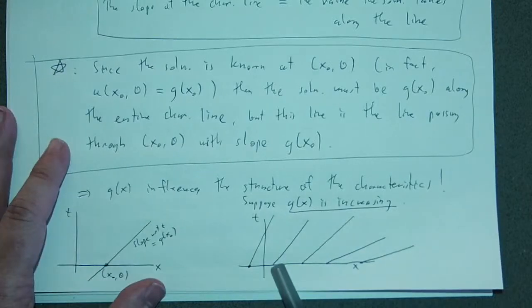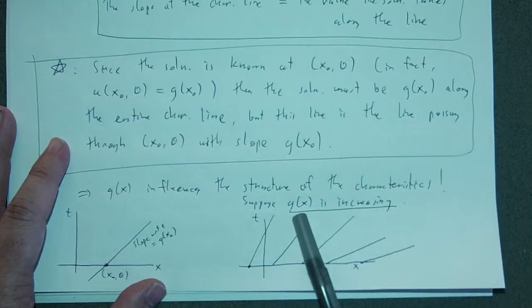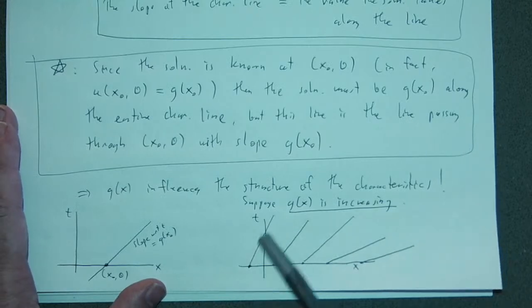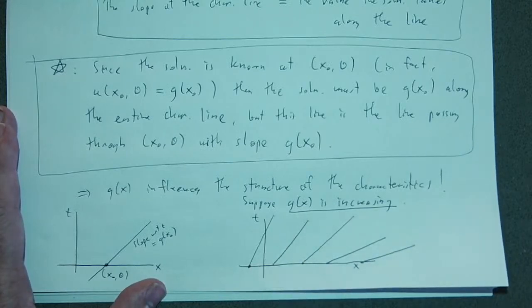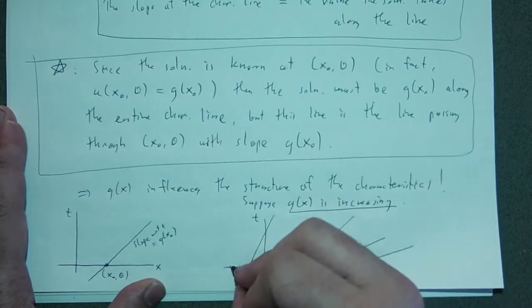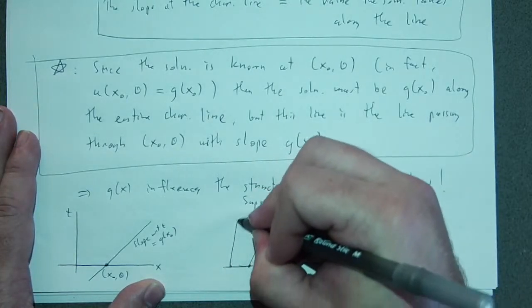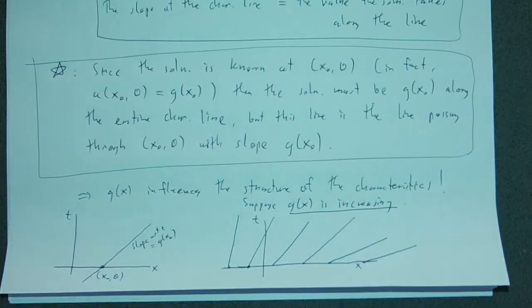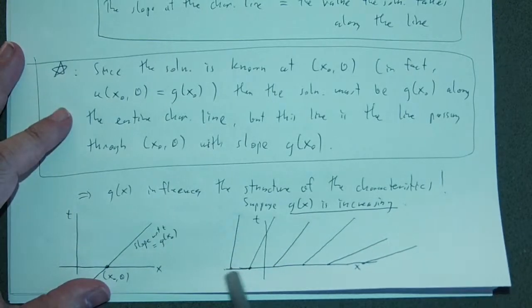So each of these is a different x naught, right? And if g is increasing, then the slope, again with respect to t, is increasing, and so it looks like this, right? So we start out with a slope that's near 0 with respect to t. Maybe I'll add another point here. Okay, so we start out with something near 0 with respect to t, and then we get something like this, okay?